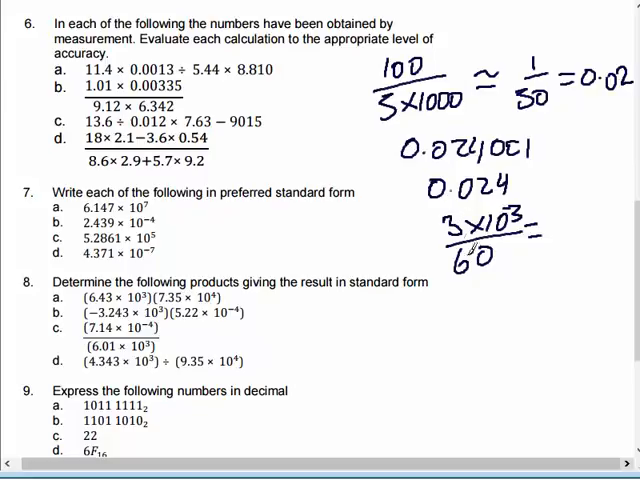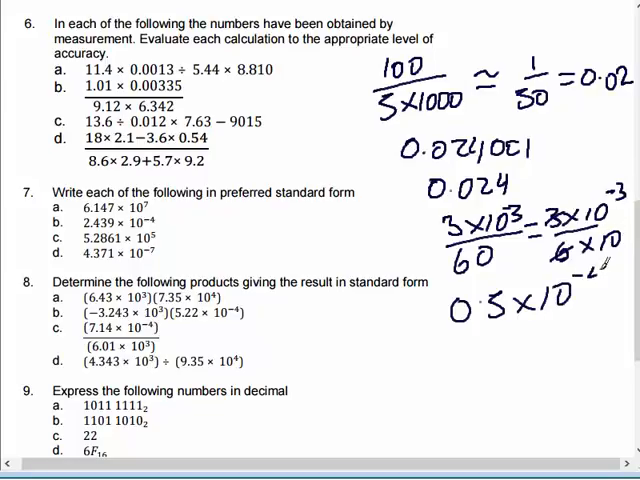So let's simplify this a little bit. That's 3 times 10 to the minus 3 divided by 6 times 10. 3 over 6 is going to give us 0.5, and that's times 10 to the minus 3, and then there's another one there, so that's minus 4. So that's going to give us 5 times 10 to the minus 5 as our estimate.